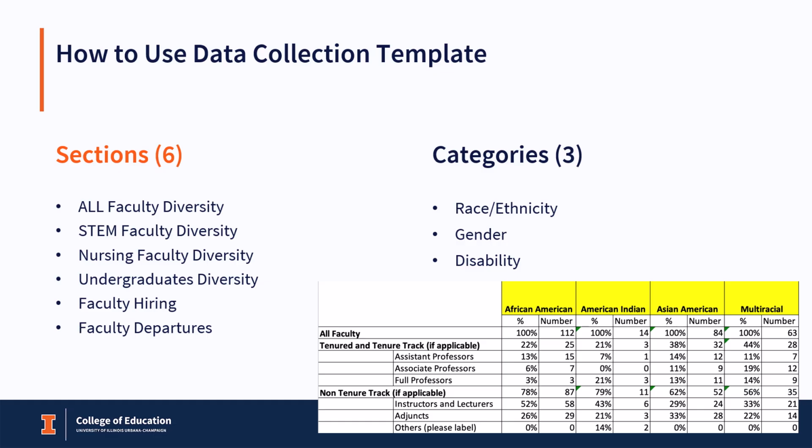When you enter a value into each cell, the template automatically calculates the proportion of each category. The template is designed to track statistics annually, making it a useful tool for gaining a comprehensive view of faculty diversity and even undergraduate diversity over time.